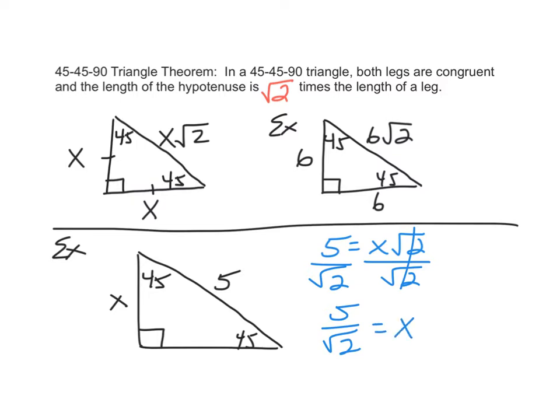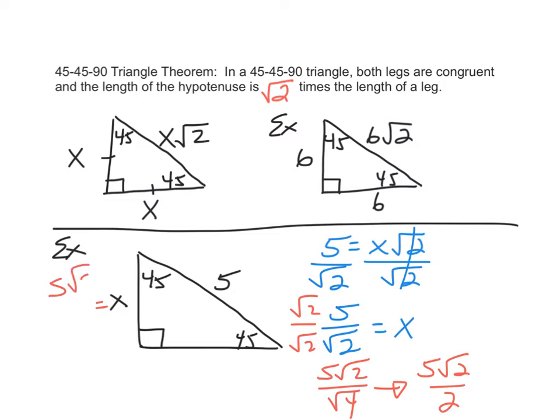Okay, and then if you're really good, you'll know how to rationalize that. By rationalizing it, you would multiply by root 2 over root 2, which would get you 5 root 2 over root 4. And the square root of 4 is 2, so you get 5 root 2 over 2. So this would equal 5 root 2 over 2. Now, if you don't know how to rationalize it, no big deal. You can just leave your answer as 5 over root 2. That would work just as well. All right, let's keep moving.